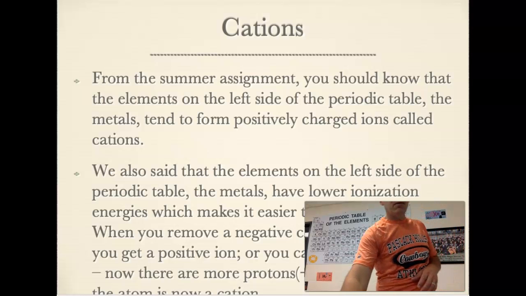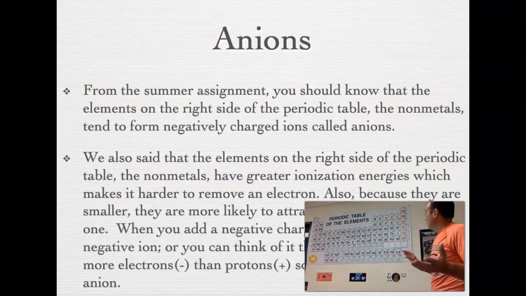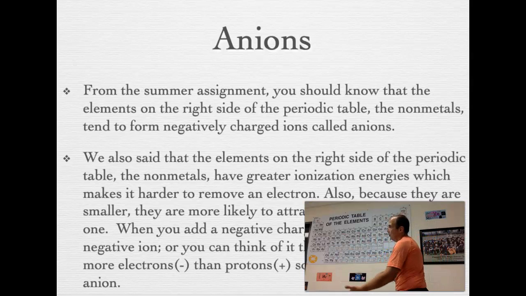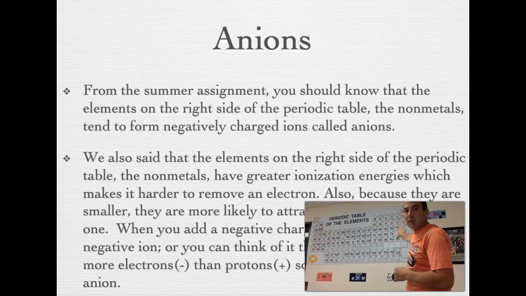Okay, so obviously the reverse has to be true then. If the elements on the left have low ionization energies and form cations, the elements on the right have high ionization energies, and so they tend to form anions instead. Because it's so hard to take an electron from these elements, it's easier for them to gain an electron. And when they gain an electron, now they have more electrons than protons. They have more negatives than positives, so overall they are negatively charged, and we call those anions.